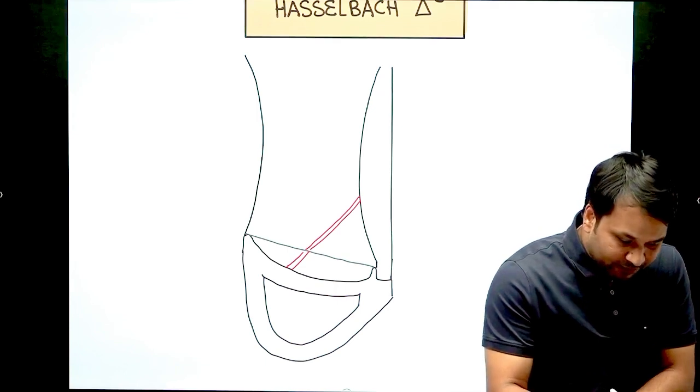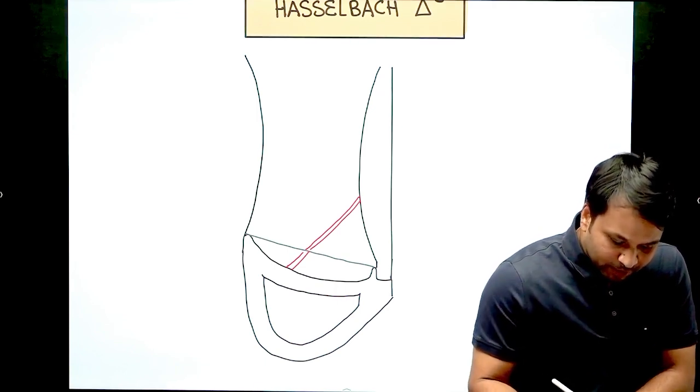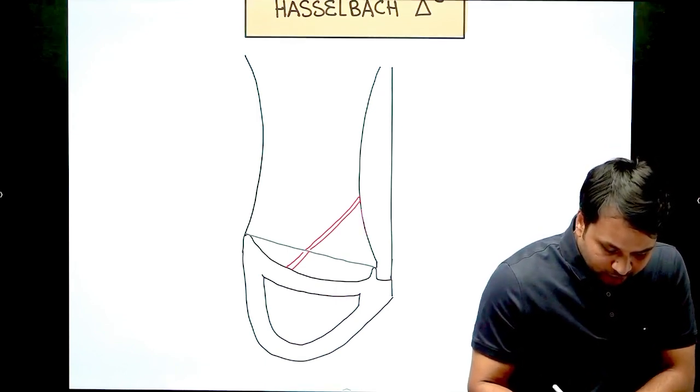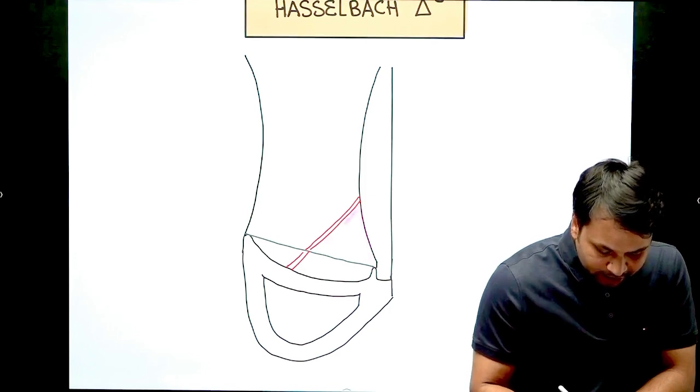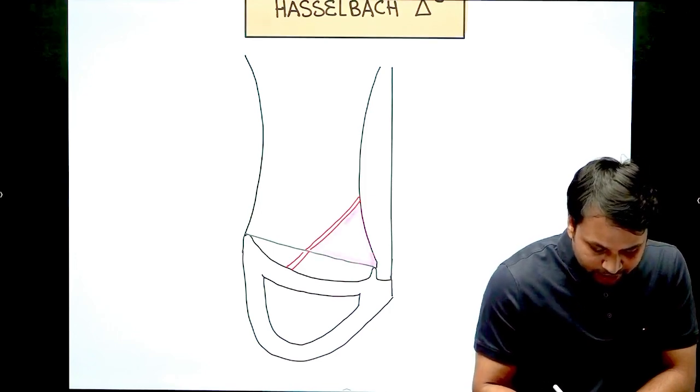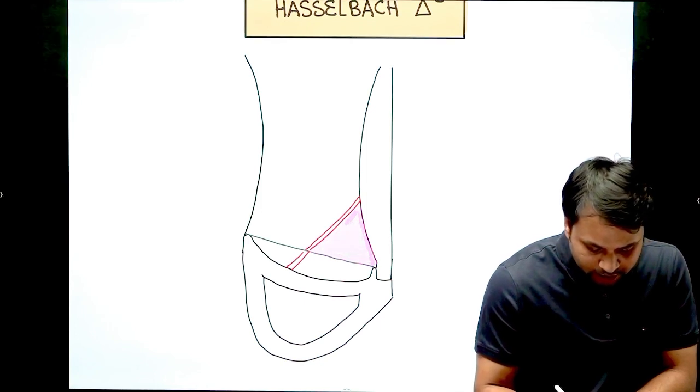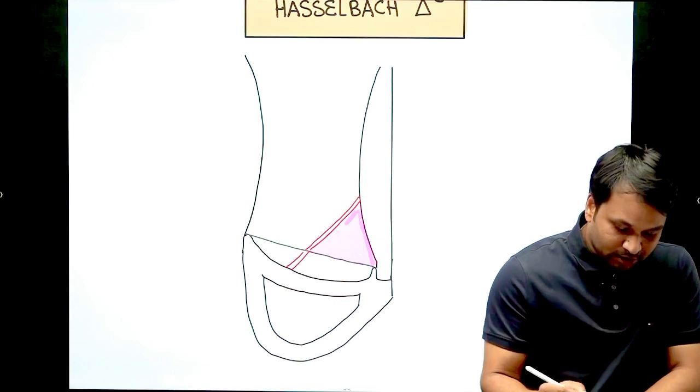Now, between the inferior epigastric artery, the lateral border of the rectus abdominis muscle and the posterior wall, or I can say inferiorly, it is formed by your inguinal canal, right? So this is your Hasselbach's triangle.